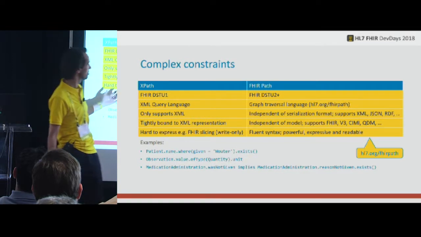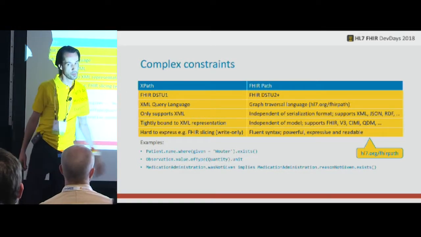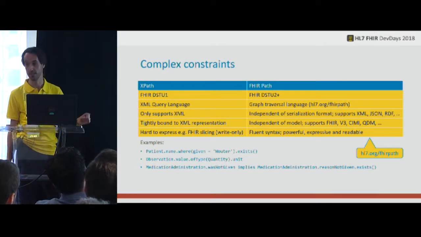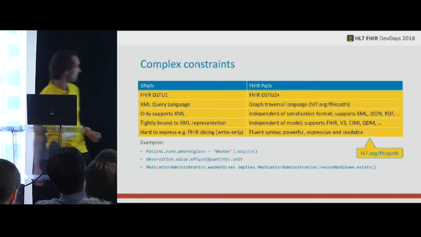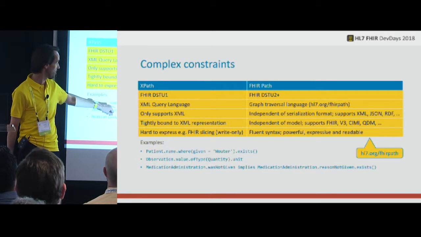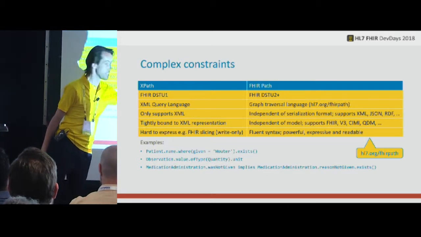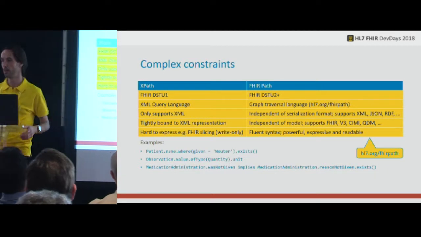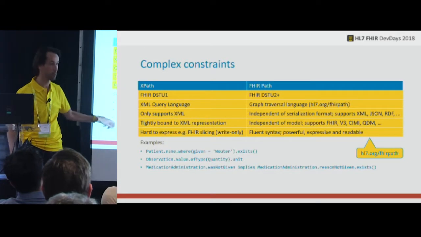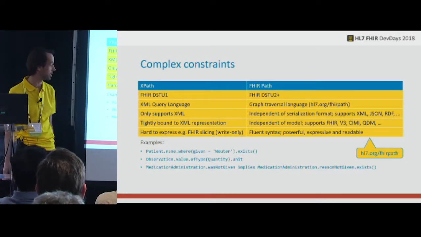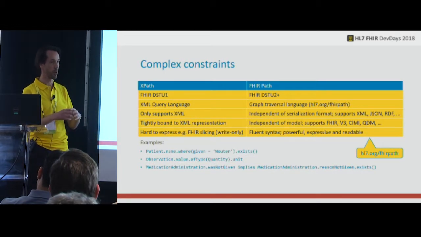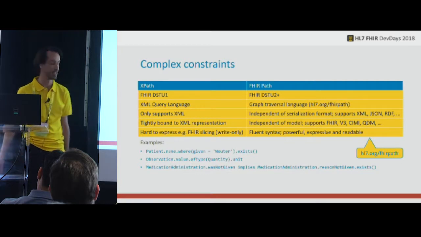It was a long discussion, but eventually we decided to define our own query language, FHIRPath. And that's independent of a serialization format. Here's some examples. Give me all patient names where the given name is Wouter, and check if it exists. So it's more of a fluent way of expressing these expressions. It's much more readable than the XPath. If you would do this in XPath, it would be much longer because it doesn't have these specific keywords. And this is not tightly bound to XML or JSON. It's just a query on the concept, on the abstract notion of that data.